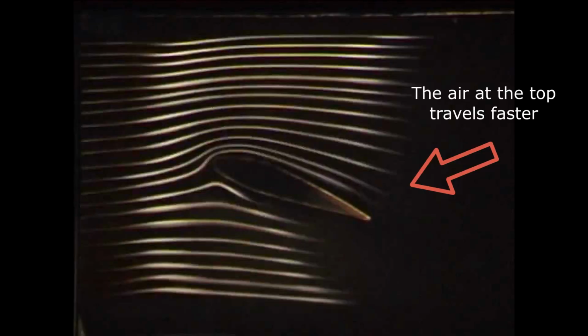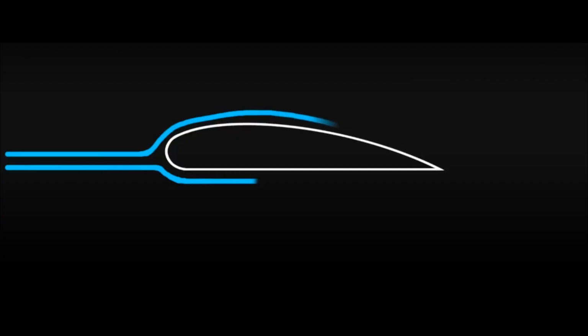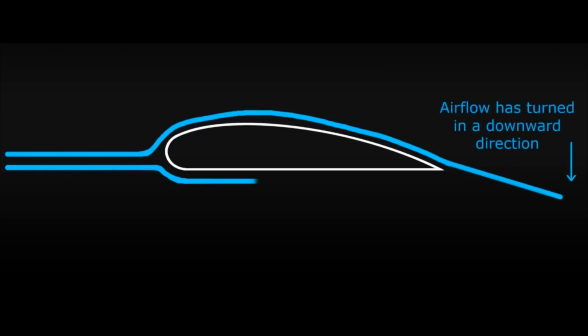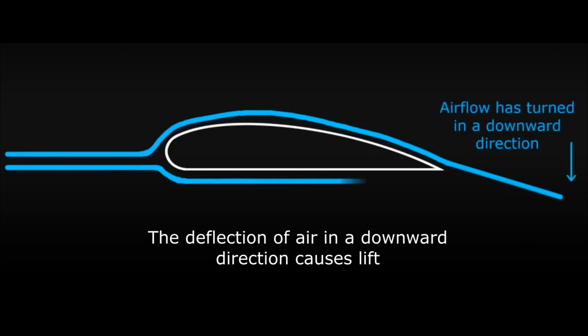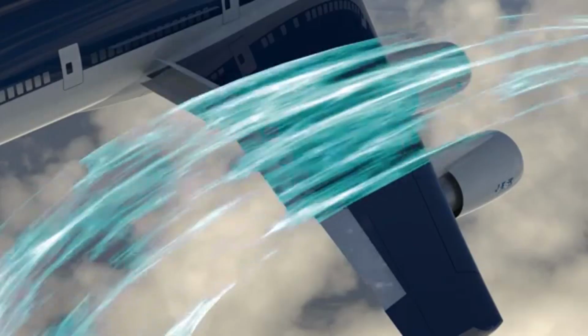You can see that in this illustration. As air leaves the wing of the aircraft, the air leaves in a downward direction because of this curve. Similarly, the air flowing below the aerofoil also gets deflected downwards because of this curve. It is this deflection or turning of air which causes lift.